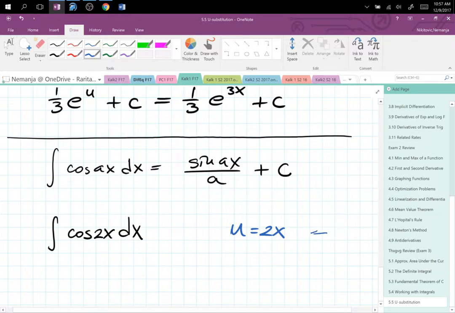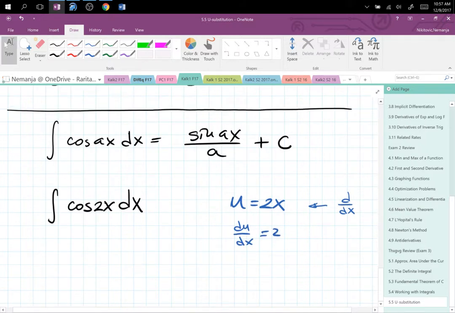But then again, no free lunch, right? We take the derivative with respect to x, and we get that du/dx is equal to 2, from where du is equal to 2 dx. So now, instead of solving for dx and plugging in, you see that you need 2 dx. So you know what I'm going to do? I'm going to fix it. I'm going to put 1/2 in front to balance it, because 1/2 times 2 is 1.